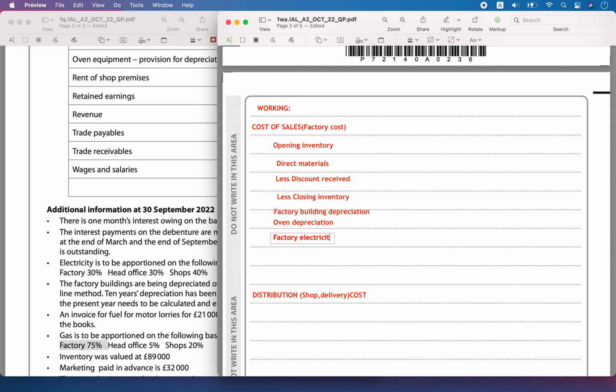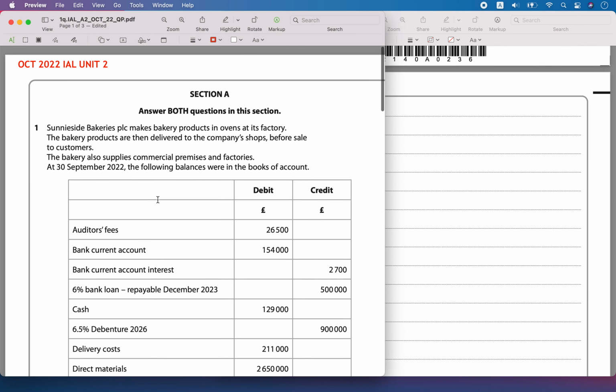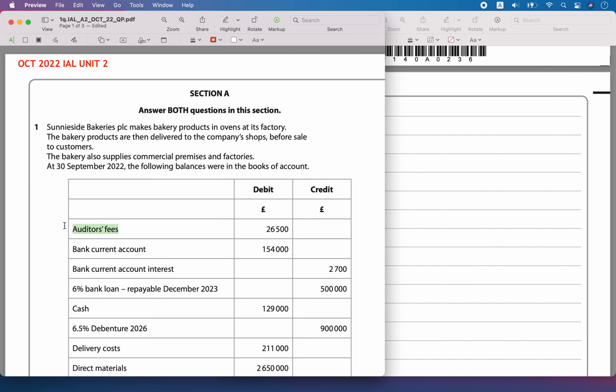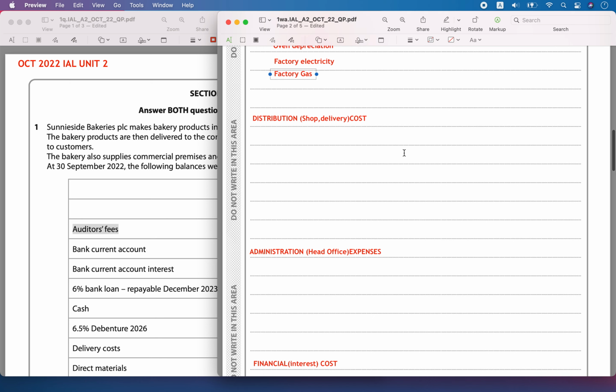So factory electricity, and then you have factory gas expense. So apart from that, let's see if there is any other expense. First one is the auditor's fees. This is going to come under the administration expense.